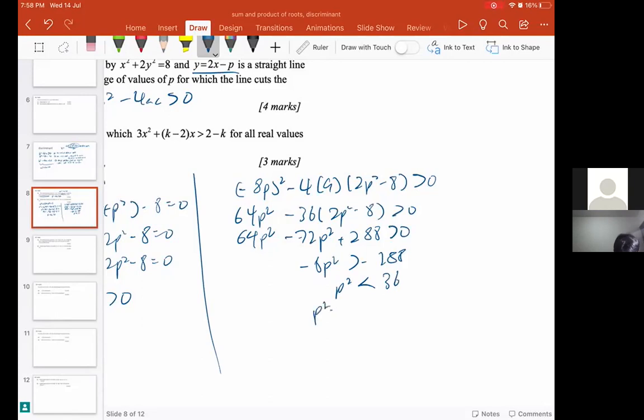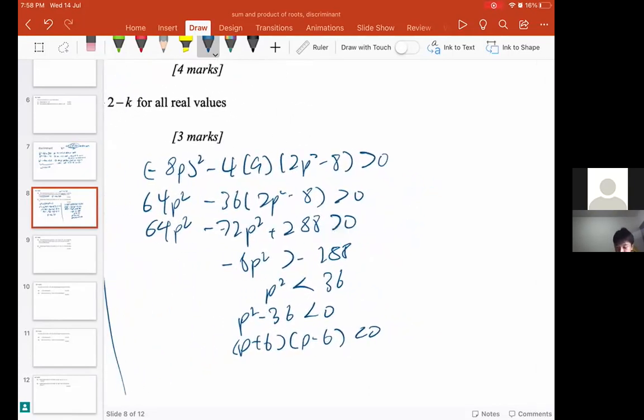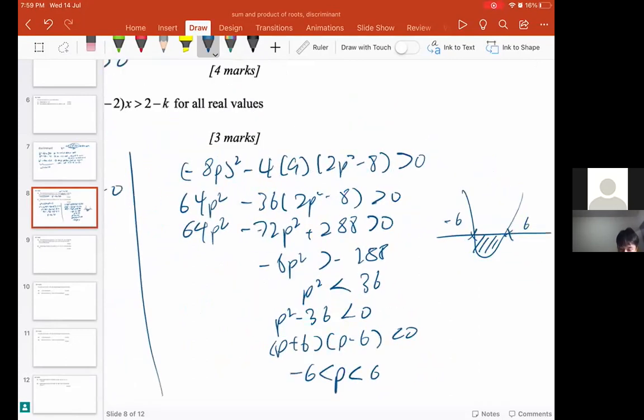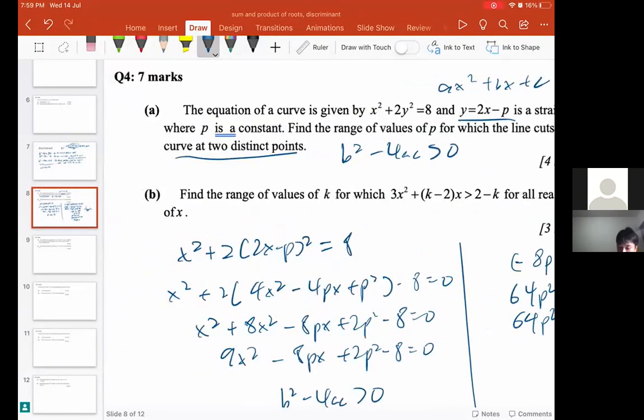So we have p squared minus 36 less than 0, so p plus 6 times p minus 6 is less than 0. Once again, we want to recall the behavior of a quadratic curve. If we have a curve with intersections at minus 6 and 6, and they're telling us it's less than 0, we want the part that's below. So p is between minus 6 and 6. That's the answer for part A, which is worth 4 marks.